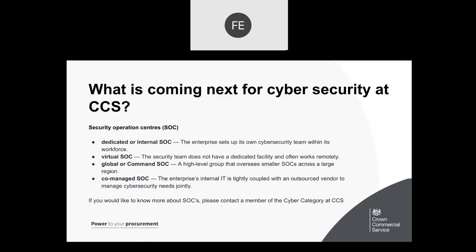Security operations centres will soon be added to the scope of the agreement. This includes dedicated or internal SOCs, where the enterprise sets up its own cybersecurity team within its workforce. You've also got a virtual SOC, where the security team does not have a dedicated facility and often works remotely. You've got global or command SOC, which is a high-level group that oversees smaller SOCs across a large region, or a co-managed SOC, where the enterprise's internal IT is very tightly coupled with an outsourced vendor to manage cybersecurity needs jointly. If you would like to know more about our services or the SOCs, please contact a member of the cyber category.